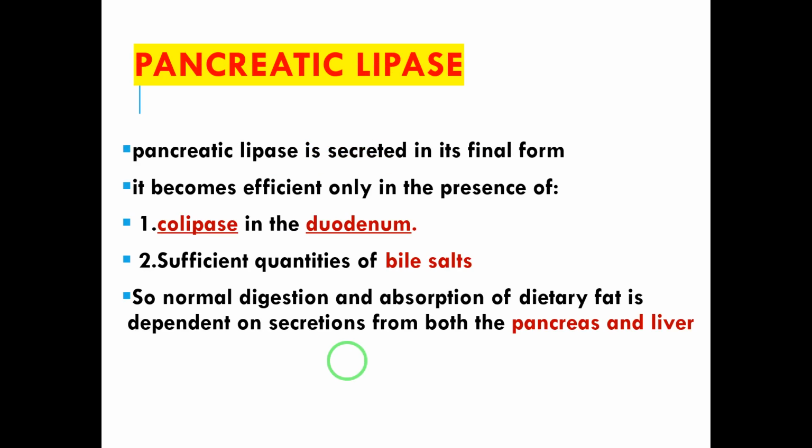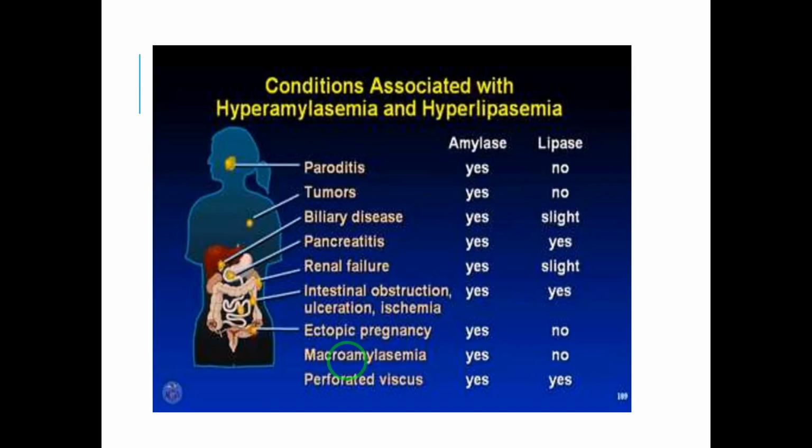This pancreatic lipase requires the colipase from the duodenum to be fully active, and also requires the bile salts or bile acids that are synthesized in the liver. So it requires colipase and requires bile salt. Bile salt is from the liver. So the digestion and absorption of dietary fat, which is mainly triglyceride, depends on the proper function of both the pancreas and the liver. The liver will synthesize bile salt that is very important for the action of the lipase and for the digestion of the lipids.